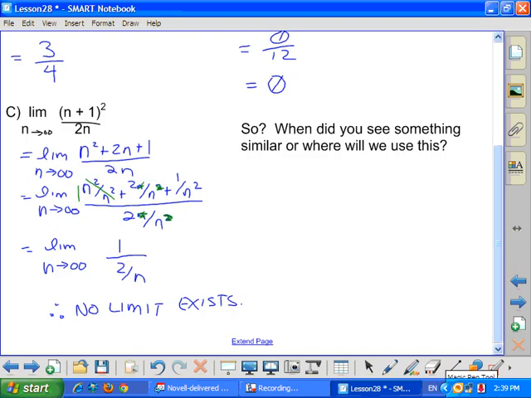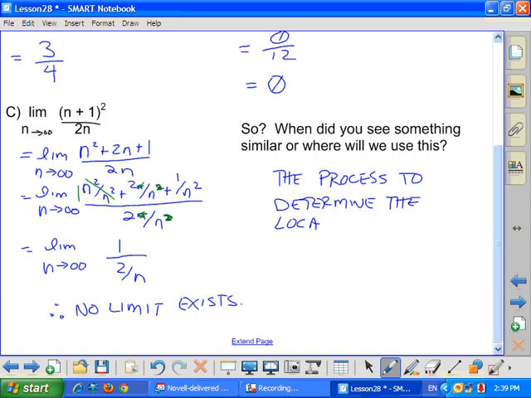And what it is, this is the process to determine the location of horizontal asymptotes.